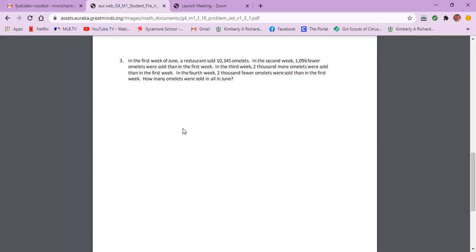So this is what it says. In the first week of June, a restaurant sold 10,345 omelets. In the second week, 1,096 fewer omelets were sold than in the first week. In the third week, 2,000 more omelets were sold than in the first week. In the fourth week, 2,000 fewer omelets were sold than in the first week. How many omelets were sold in all in June?